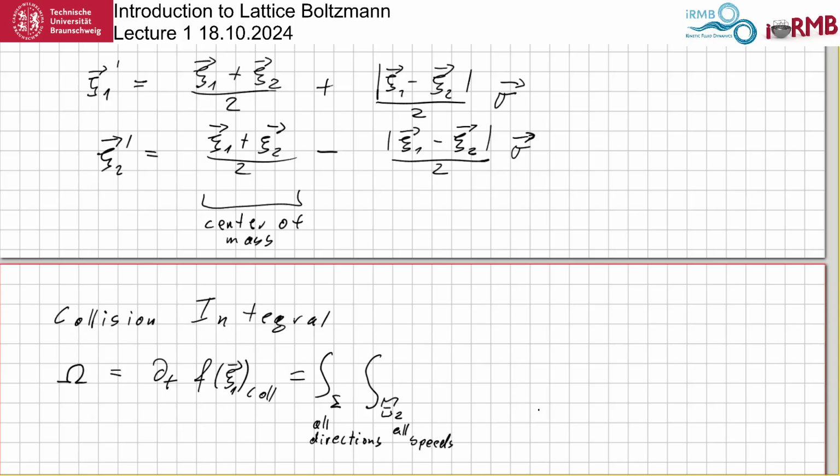So we look at particle 1, and it could collide with all particles of velocity Xi2. So we basically integrate over all the particles, or the probability that the particle comes with velocity Xi2, and all the possible outcomes of directions where they may turn towards.